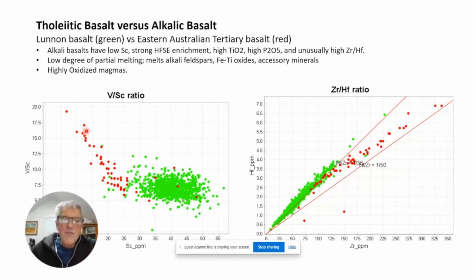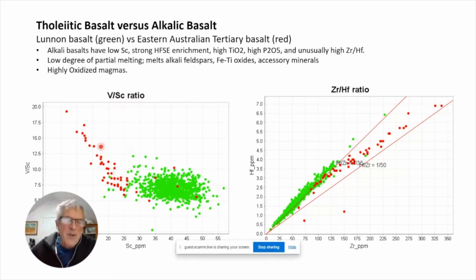These are alkalic basalts, right? So everybody who's ever worked on porphyry systems said the vanadium-scandium ratio tells you something about hornblende fractionation. Well, normally that's true, but it isn't always. With a low degree of partial melting, and that's what alkalic magmas are. Alkalic magmas represent a very low degree of partial melting.